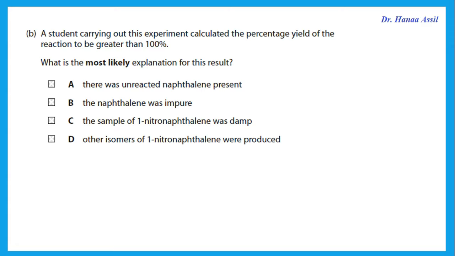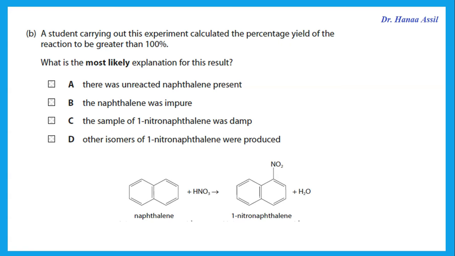A student calculated the percentage yield of the reaction to be greater than 100%. So he thought that what he got was much more than what he should get. So what is the most likely explanation for this? If we look at these choices, we're saying that he got more of the product. So if there was unreacted naphthalene, he should get less of product. If the naphthalene was impure, he should get less of the product, not more.